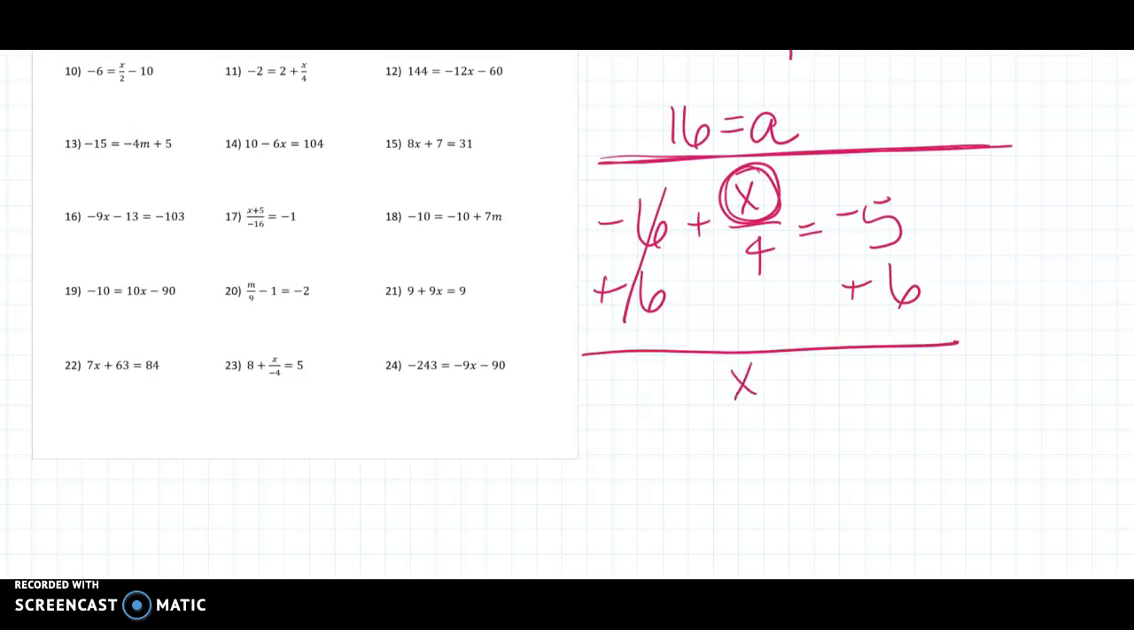And I get x divided by 4 is equal to negative 5 plus 6, which is 1. Now, just like in the last problem, I have x divided by 4. I need to multiply by 4 to get x totally by itself. So x is equal to positive 4.